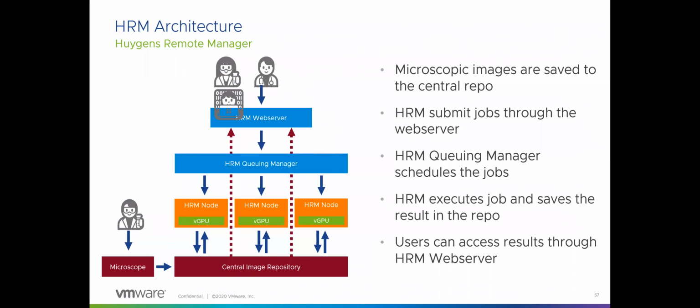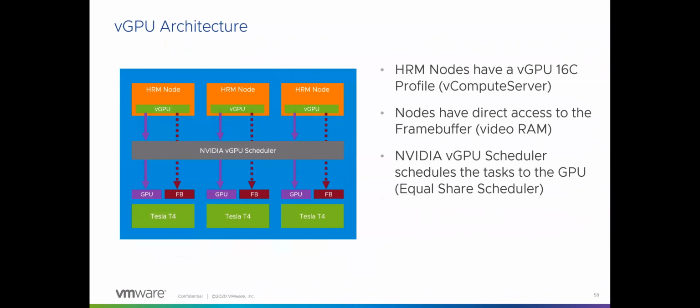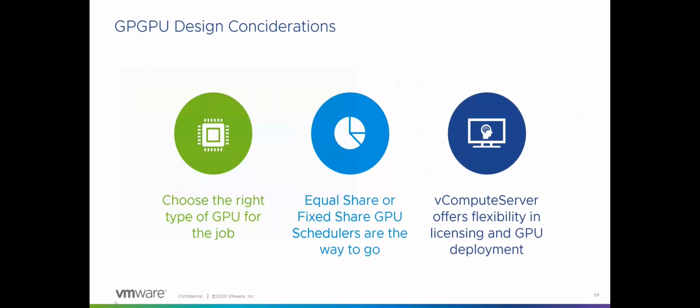access the result. If you look at how the vGPU architecture works, the HRM nodes have vGPU profiles, a 16C profile to be specific, and the nodes have direct access to the frame buffer, so to the physical video memory. And the GPU scheduler that sits between the vGPU profile and the actual hardware GPU schedules the tasks, and we specifically use the equal share scheduler, which we'll cover a little bit later on as well. Or now, to be specific.